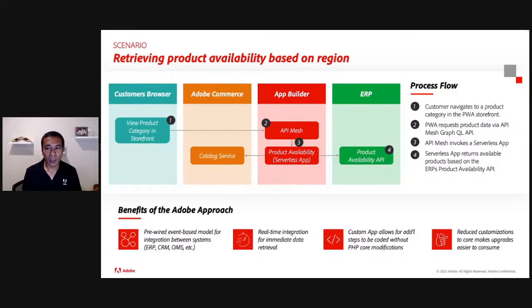So the third one that I'm going to talk about again is ERP related, and there could be a couple of different use cases, but this is more of a read kind of a use case. So often product availability might be stored in an ERP. So when an order is placed, you may need to figure out which warehouse these items are sitting in, or which store they are sitting in.